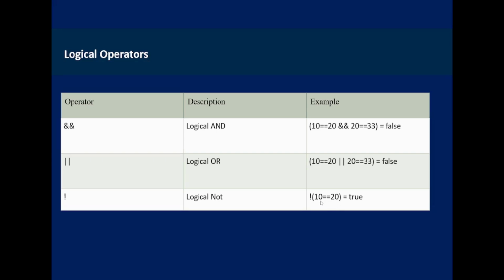So 10 is double equals to 20. No, this condition is giving me false here. It is false again here, but I am putting a negation. Negation means I am reversing the condition. That is a true here. That's the thing, right? So this is a whole summary of the different operators over here.